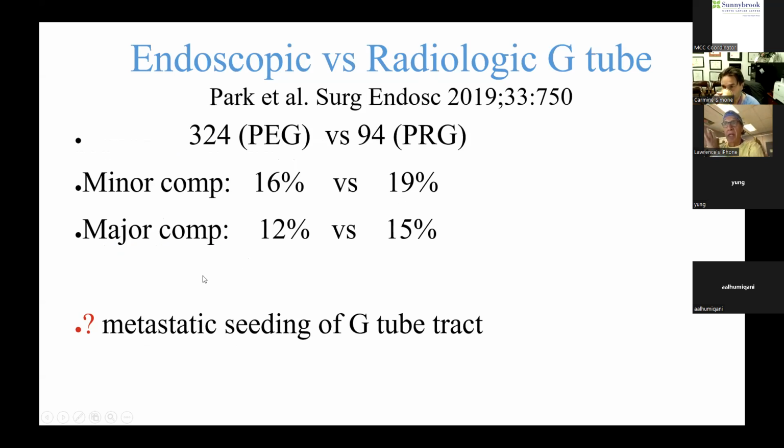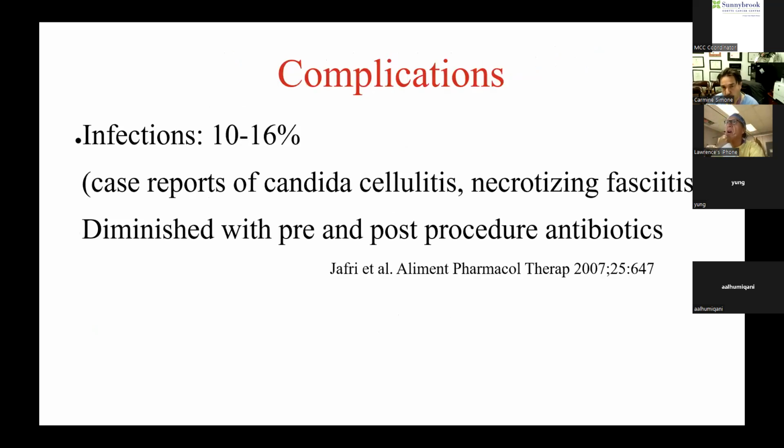But the big one that's alarming is the potential for metastatic spread by doing a pull technique where I pull the scope, pull the PEG down through the patient's mouth where the oral pharyngeal esophageal malignancy is, picking up cells and seeding the tract. Let me show you what the data are regarding that.